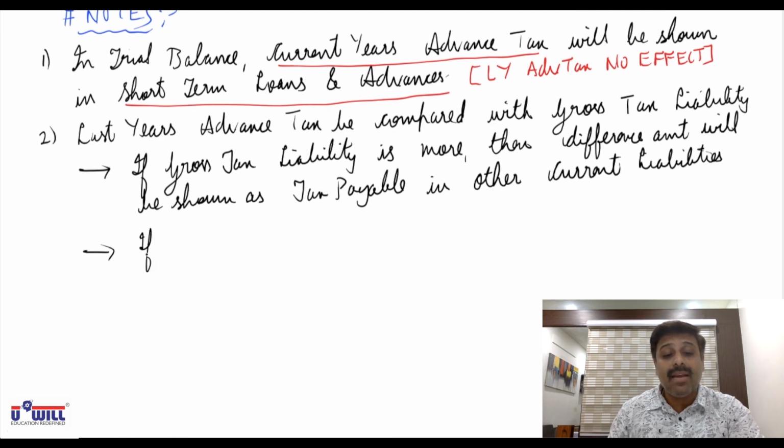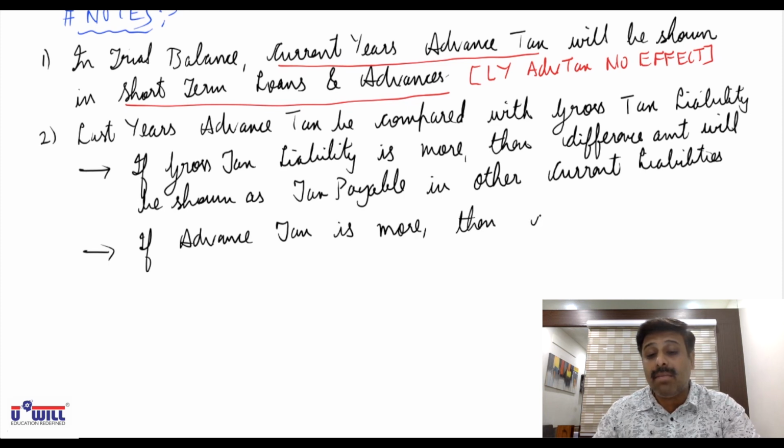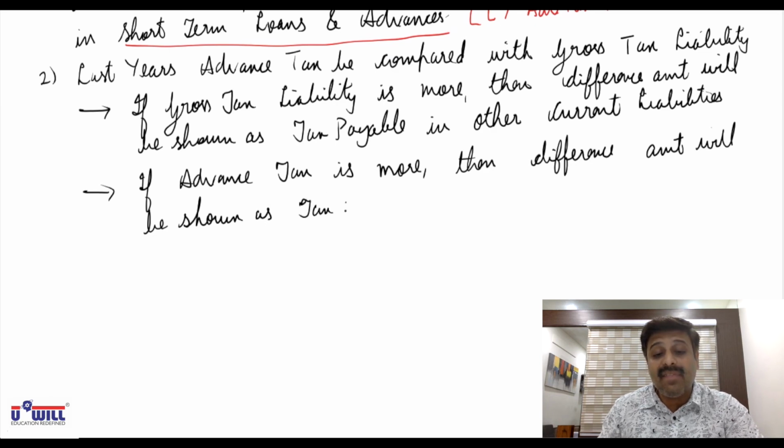If advance tax is more, means we have already paid more tax than our liability. If advance tax is more, then difference amount will be shown as tax refund receivable in other current assets. This I discussed with you orally.